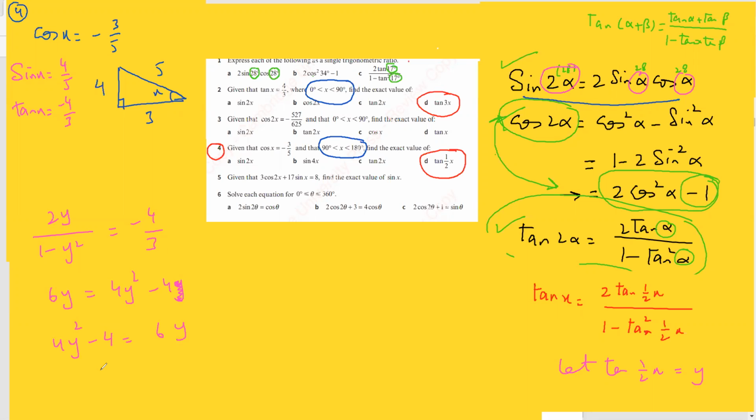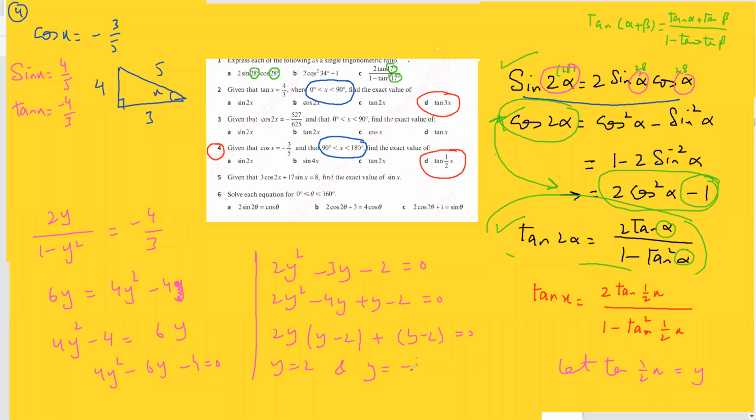So this is 4y square minus 6y minus 4 equal to 0. This is 2y square minus 3y minus 2 equal to 0. I think we can do it through the middle term breaking. So we have 2y into y minus 2 plus y minus 2. So y is 2 and y is minus half. So these are the two values of tan half x.